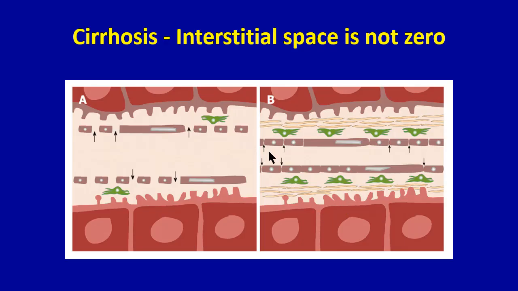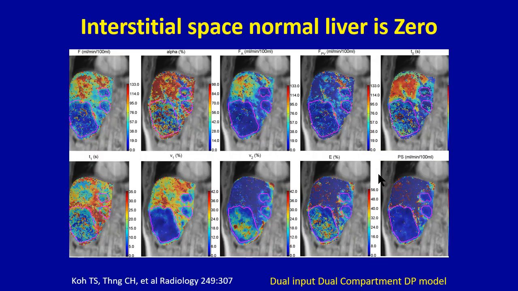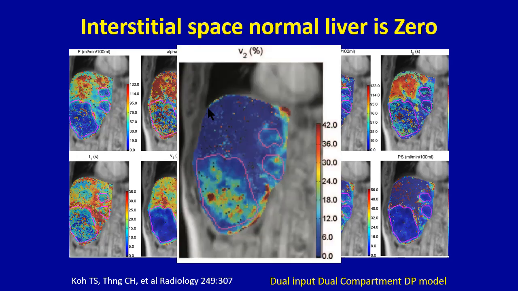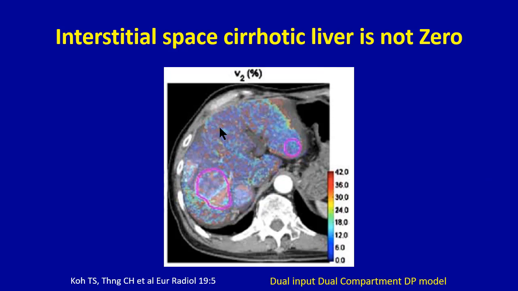And in cirrhosis, there's sinusoidal capillarization, where the fenestrae are actually closed and a basement membrane is laid down. And in the space of Disse, there's fibrosis. Hence, the interstitial space is not zero. When we did studies with normal liver, we found that the normal interstitial space of the liver is zero, whereas in cirrhotic liver, the interstitial space is not zero.